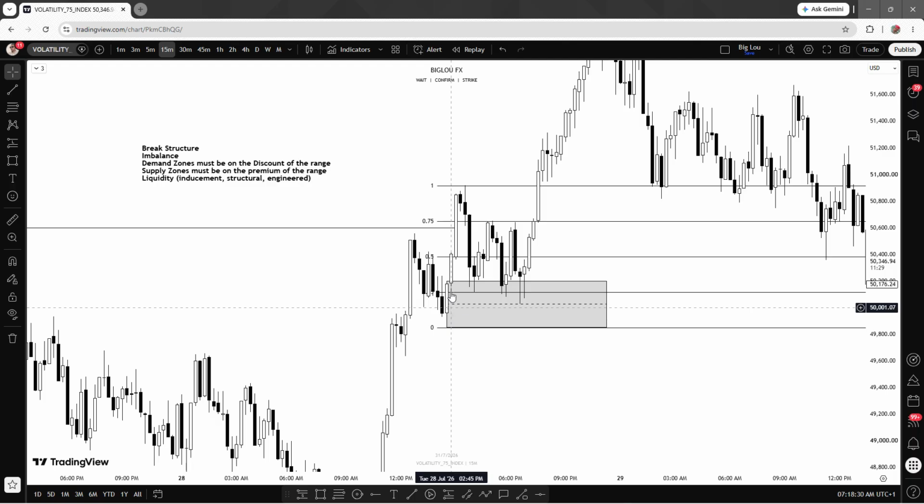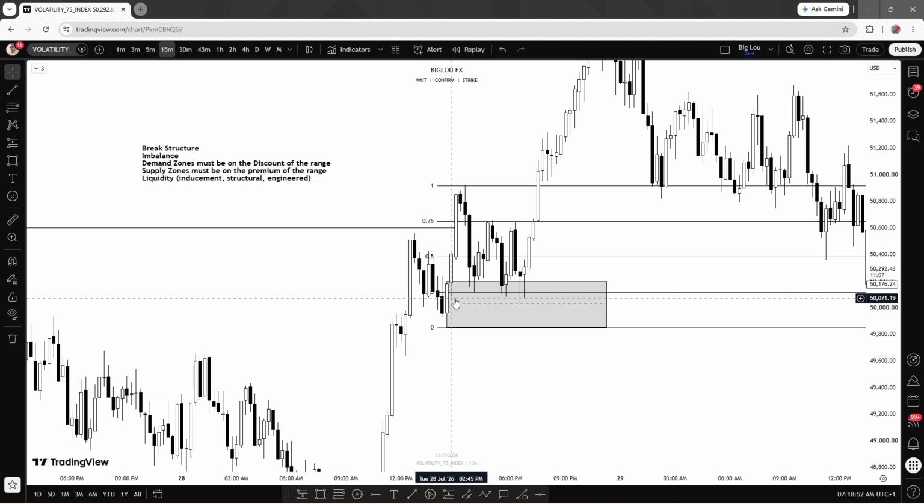This zone was where we got enough momentum to break structure high. We broke this internal structure high and the external structure high. It has this massive imbalance, the space between candle one and candle three. This massive fair value gap, we have it. It is on the discount. Discount is anything below 0.5. It is at the discount.